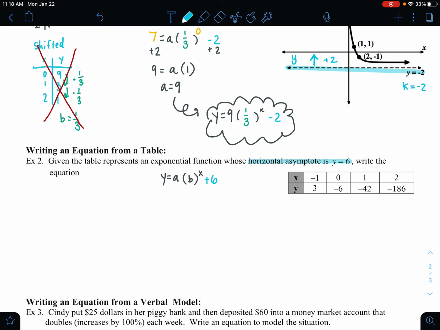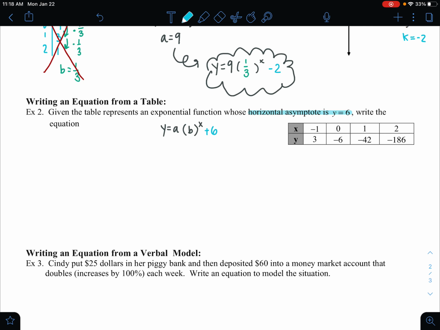plus 6. Now in order to find your base, we have to shift our asymptote to be 0. So 6 minus what number is 0? Minus 6. So we're going to subtract 6 from all the y's to find our base.